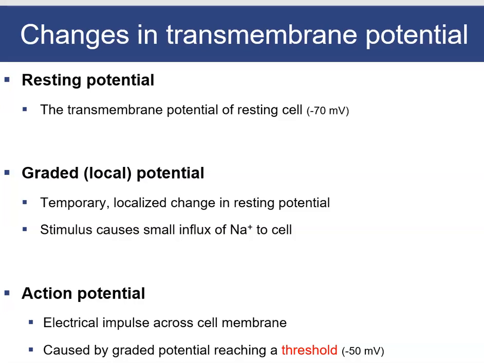Now these two numbers are important, -70 and -50. Unfortunately, your book changes these numbers from picture to picture. So for our purposes, the transmembrane potential will always be -70. Threshold, the number we need to get to generate an action potential, will be -50, regardless of what the picture shows from your textbook.